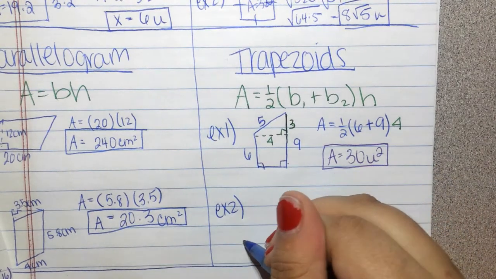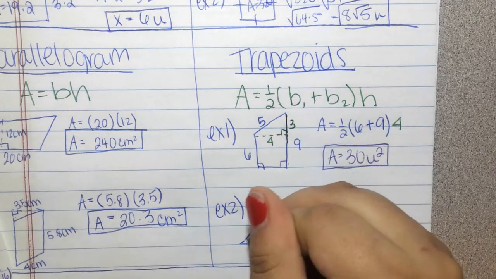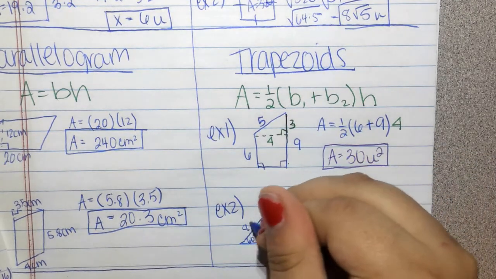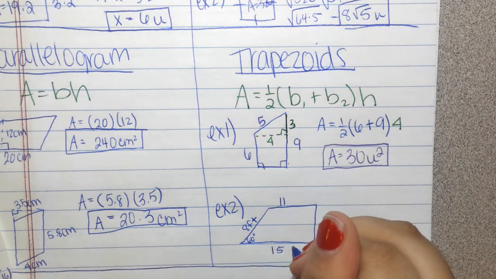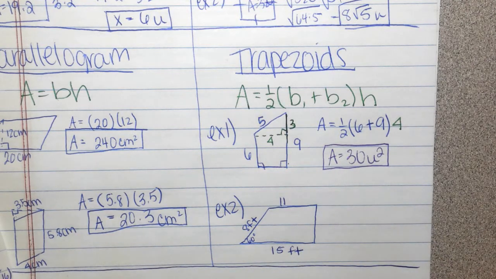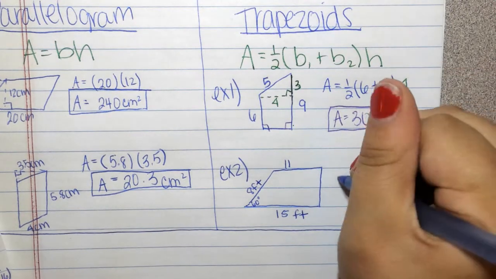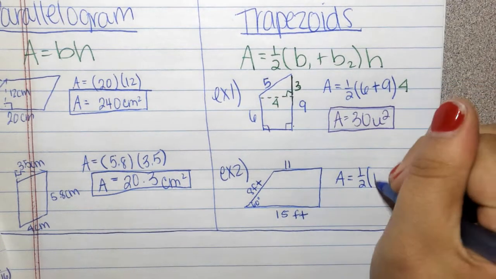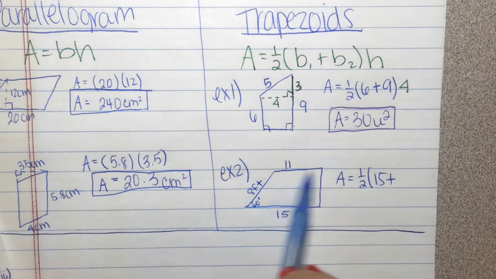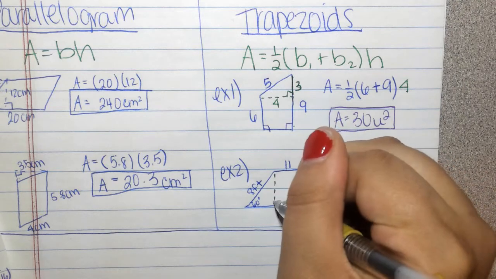For example 2, I wasn't supposed to tell you that. Oh well. So for this one, again, it's area equals, so pretend that 11's not there, 1/2. Your base 1 would be 15. If you didn't know that was 11, what I would do, draw my altitude.